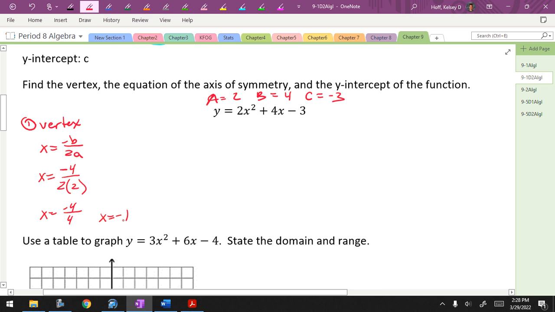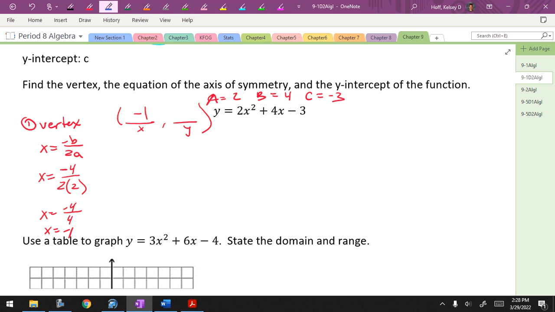Now, really though, remember, your vertex is an x comma y. All you have figured out is the negative 1. So how do I figure out the y now? Plug it in. Very good. So we're going to take 2 times negative 1 squared plus 4 times negative 1 minus 3.